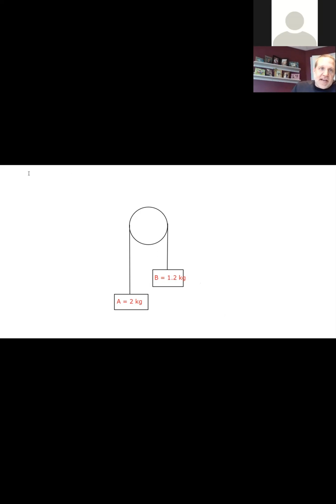We have two forces acting here. I'm going to show you how to do this. Two forces acting. We have weight from B, and we have the weight from A working against each other. So this is 1.2 times 9.8, and A is 2 times 9.8. So we're both pulling downward, so it's hard to draw a free body diagram. So what I'm going to do is stretch this out into a vertical free body diagram so you can see how the forces work against each other.